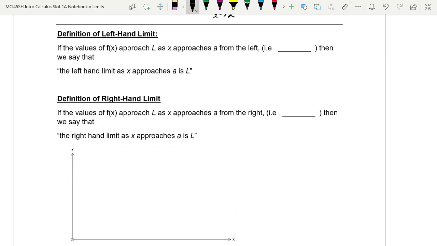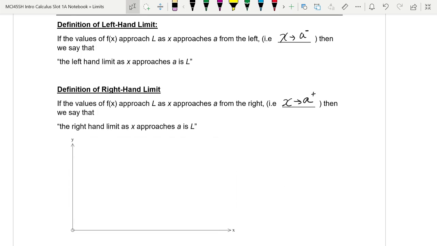The left-handed limit: if the values of f of x approach L as x approaches a from the left, i.e. x approaches a, and then put a little negative here, and that means you're coming from the left-hand side. We say that the left-hand limit as x approaches a is the limit L. And then a right-handed limit is if the values of f of x approach L as x approaches a from the right. In other words, symbolically, x approaches a from the right. Then we say that the right-hand limit as x approaches a is L.